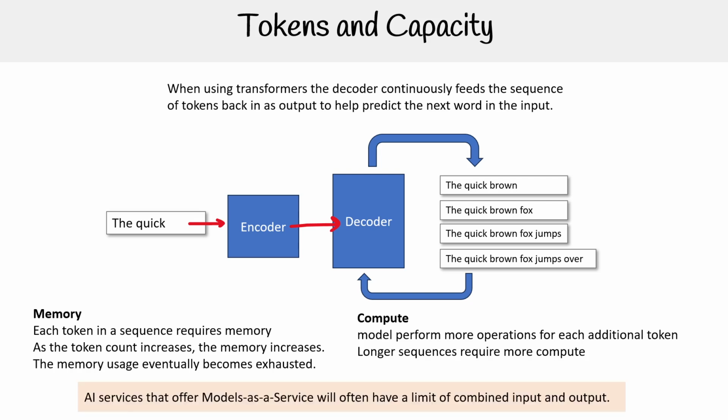A lot of AI services that offer models as a service will often have a limit on combined input and output, because it really has to do with the length of the sequence. So if you have a huge input, then you're not going to be able to generate a lot of words because you're going to hit that sequence token limit a lot quicker. Hopefully that makes it very clear how memory and compute are intertwined with tokens.